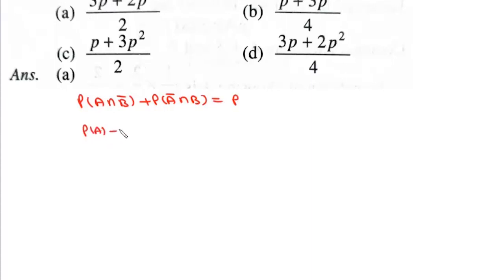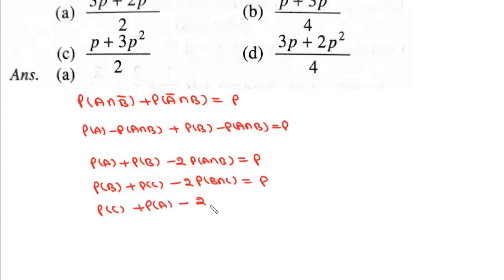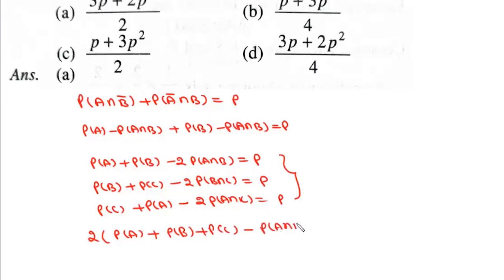Now we can write this as P(A) minus P(A intersection B), plus P(B) minus P(A intersection B), and this is P. So from here we can write P(A) plus P(B) minus 2 times P(A intersection B) is P. In the same way we can write P(B) plus P(C) minus 2 times P(B intersection C) is also P, and also P(C) plus P(A) minus 2 times P(A intersection C) is P. Now if we add all these 3, we can write 2 times (P(A) plus P(B) plus P(C) minus P(A intersection B) minus P(B intersection C) minus P(C intersection A)) is 3P.